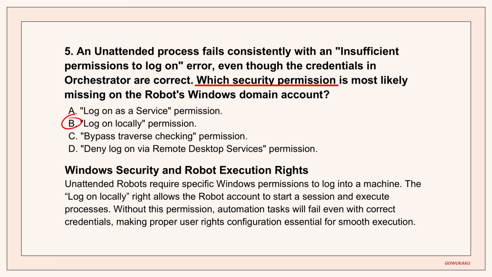Because authentication, proving who you are, is different from authorization, what you're allowed to do. The domain account passed the password check, authentication successful, but for an unattended robot to actually run something, it needs to start an interactive desktop session on that machine. Wait, like sitting down at the computer? Exactly. It needs the right to initiate that session.